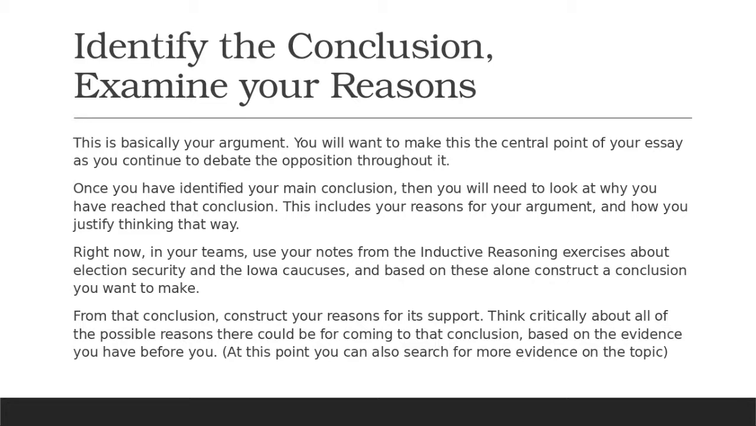So this comes to the next exercise with those three articles. You use the notes from the deductive reasoning exercise about election security in the Iowa caucuses, and based on those alone, construct a conclusion you want to make. And then from that conclusion, construct your reasons for its support. So think critically about all possible reasons there could be for coming to that conclusion based on the evidence you have before you. And at this point, you can also search for more evidence on the topic.